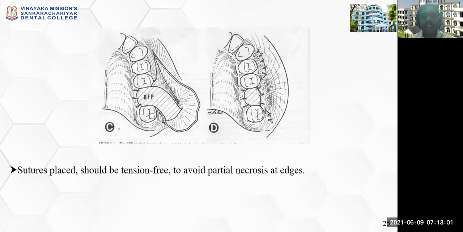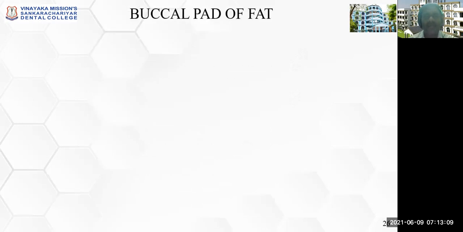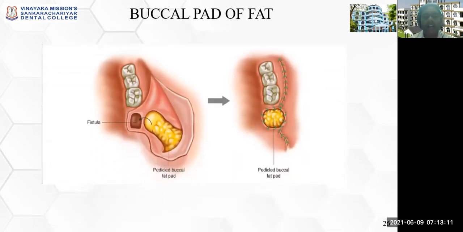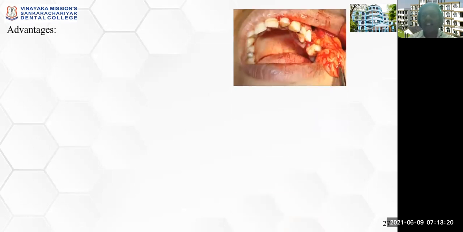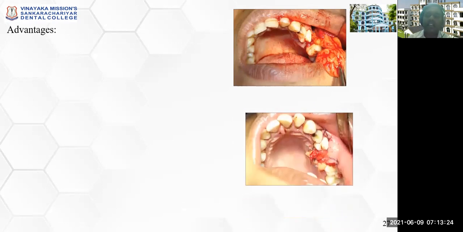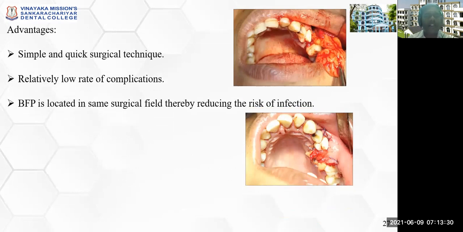Sutures placed should be tension free to avoid partial necrosis. Epithelialization starts during the first week and completes in 30 to 40 days. So the same thing, how the buccal pad of fat is slowly pulled out and sutured on the fistulous region. Same thing again, you can see the clinical picture, how the buccal pad of fat is pulled out and sutured on the fistula.